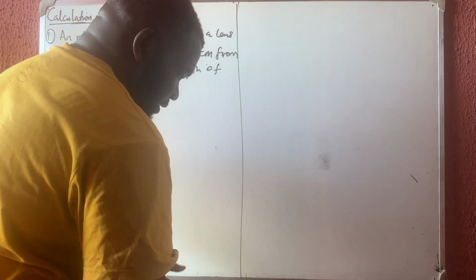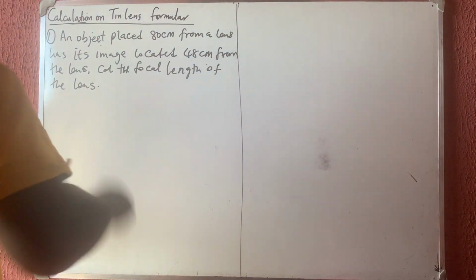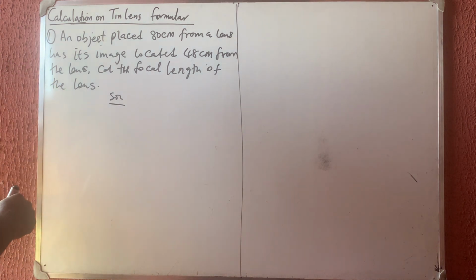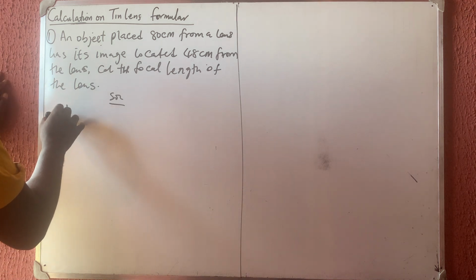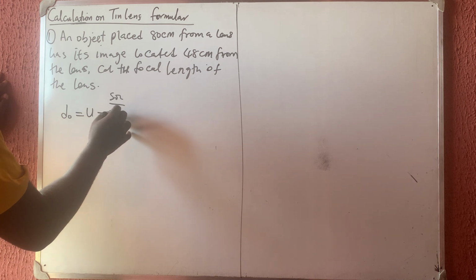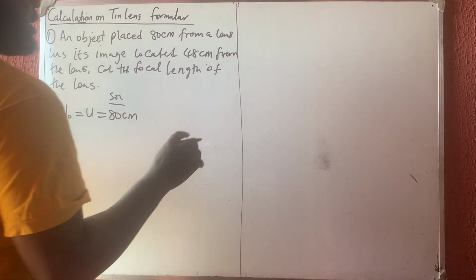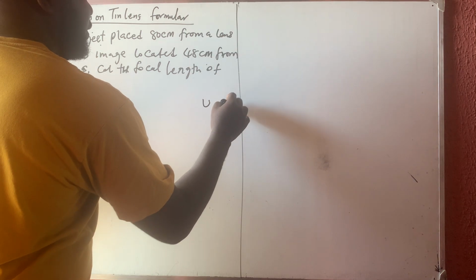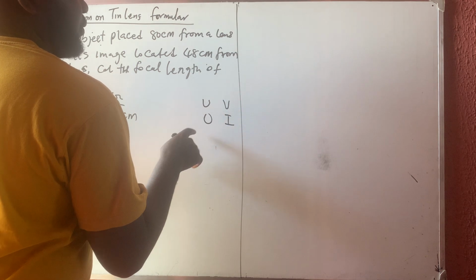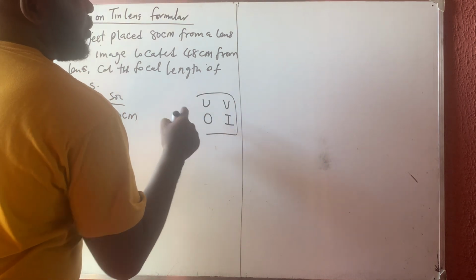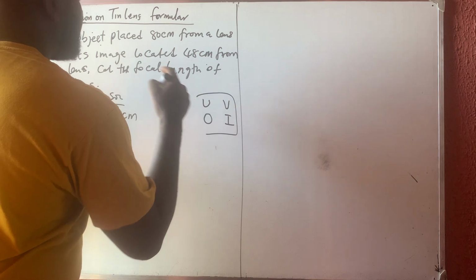Now this is a very simple question. So what do we do? Solution. What did they give us? They said that an object is placed 80 cm from the lens. So this is the distance of the object, known as u, which is 80 cm. We remember it by saying "u-v-i-o" in a clockwise direction. So object distance is represented by u.